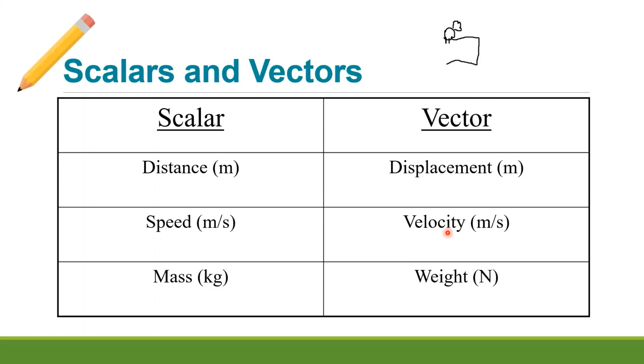Another example is mass. Mass is a scalar because it's just a measure of the amount of mass, whereas weight is a vector. Weight actually tells you which direction. So you really shouldn't be saying my weight is 22 kilograms. You should say my weight is 22 kilograms down. We're going to talk more about weight later on when we talk about Newton's second law. So don't worry about that.